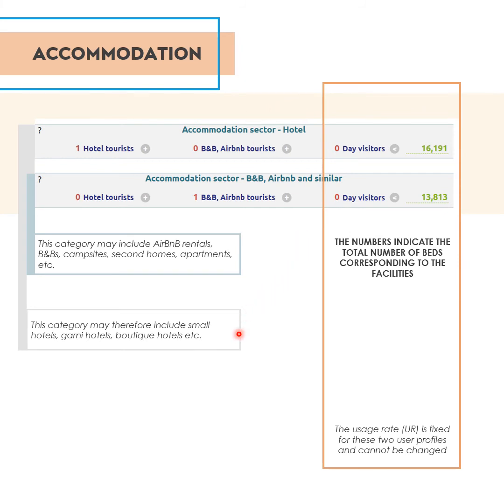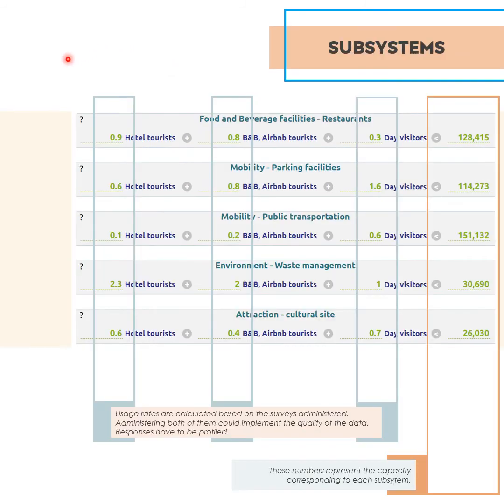The hotel one may include small hotels, garden hotels, boutique hotels for example, while the extra-hotel one comprehends Airbnb rentals, bed and breakfast, even campsites, second homes, apartments, etc. The other five subsystem bars follow the same structure, thus green numbers need to be modified.